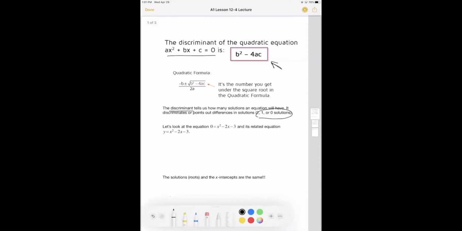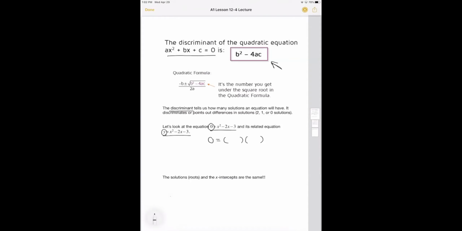Before we go any further, let's look at this equation down here: 0 equals x squared minus 2x minus 3. We're also going to look at its related equation, y equals x squared minus 2x minus 3. They're different in that one has a 0 and one has a y. The 0 is replaced with a y. First, let's look at the equation that's set equal to 0, and solve it by factoring.